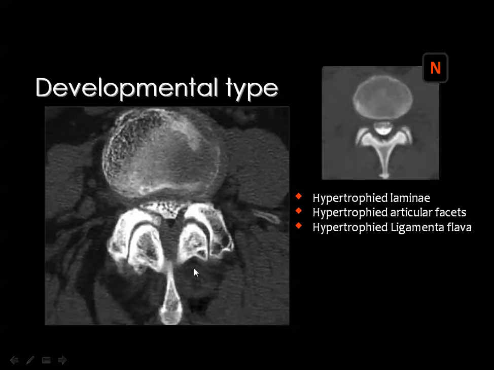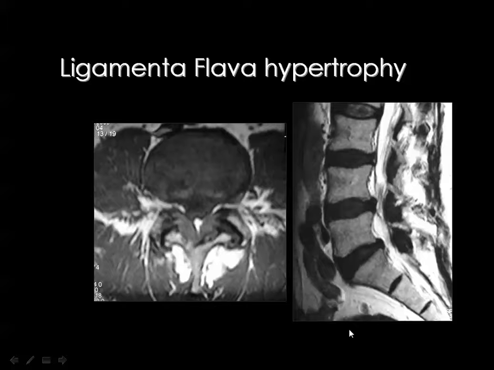But here, look in this example, and you can see the articular facet is markedly hypertrophied. The lamina is very thick and very short. The interlaminar angle is acute, and the ligamentum flavum is hypertrophied. Then you can see ligamenta flava in the axial images. They are lying along the inner aspect of the lamina. This is the site of the ligamenta flava.